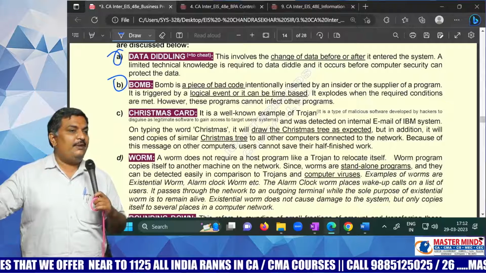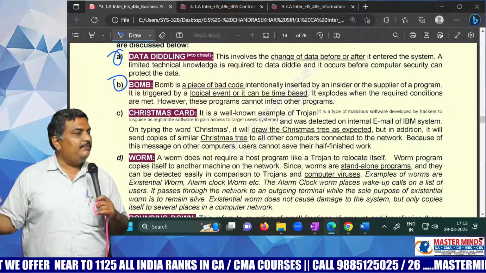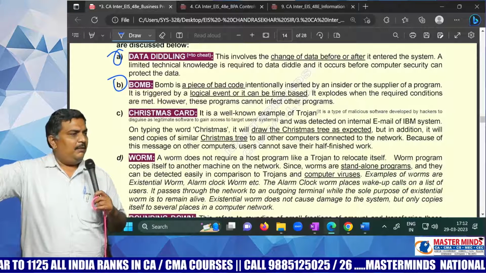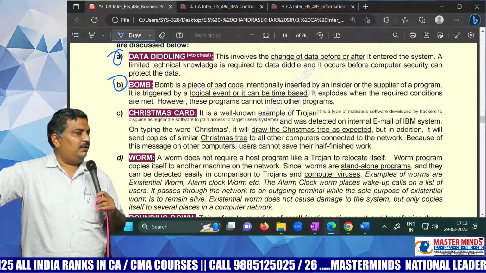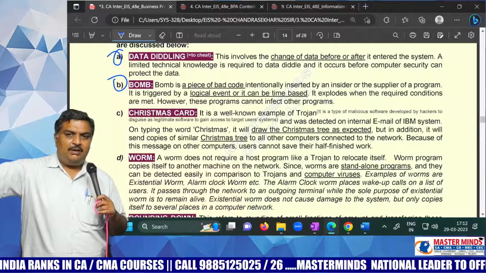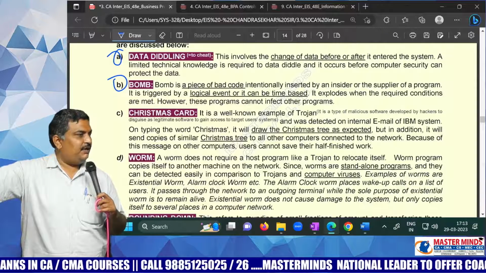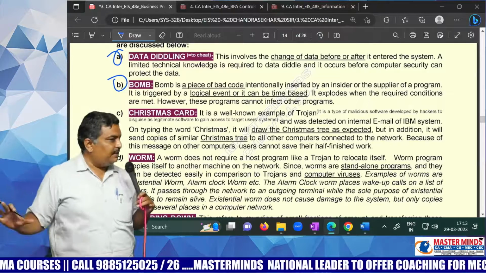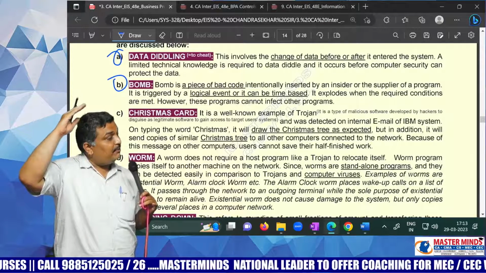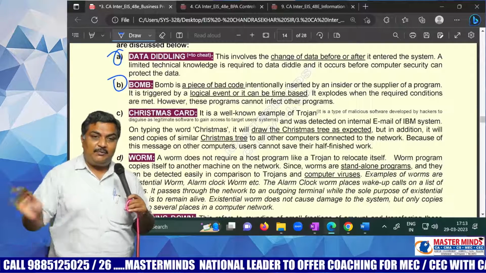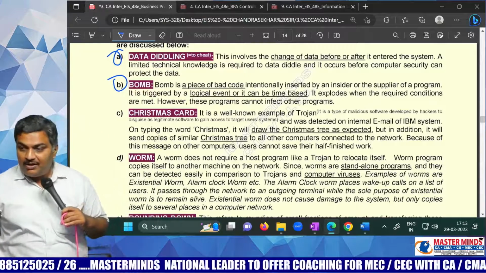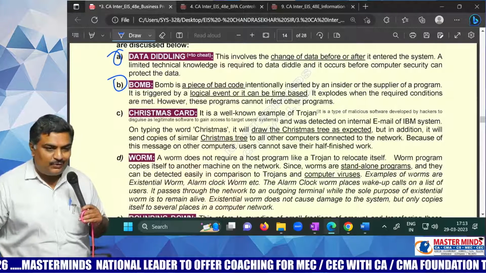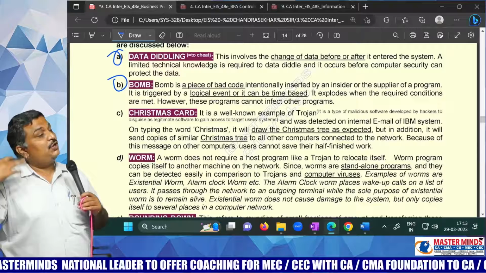Bombs can be of two types, time bomb and logic bomb. What is a time bomb? For example, a time will be fixed. Mid-afternoon, 12 o'clock on 31st, the financial year closing day, 31st March 2023, this bomb should explode and delete all the data in the computer. Actually, that bomb entered my computer in the month of January itself, but it will not explode. When will it explode? On 31st March 2023, at 12 o'clock in the afternoon. That is a time bomb.